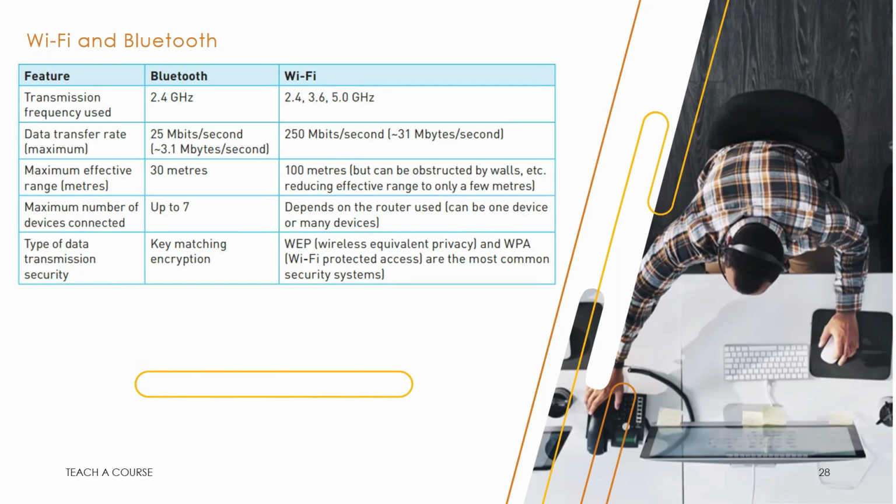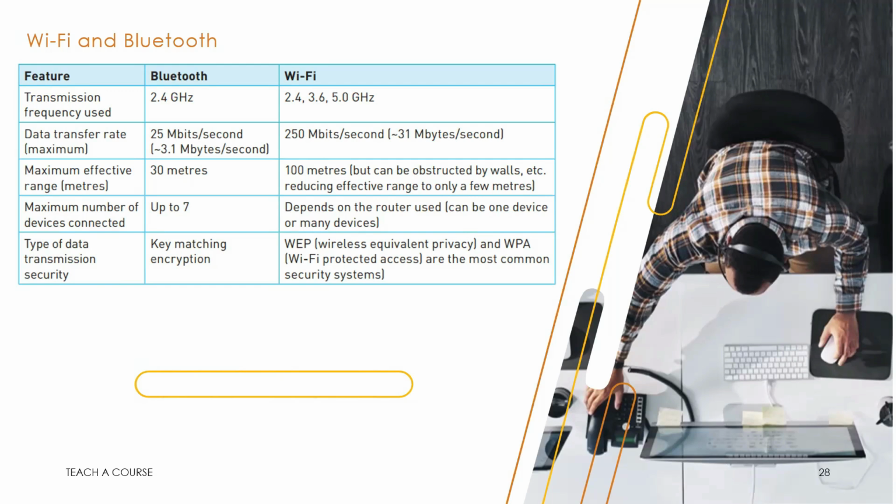Maximum effective range is 30 meters for Bluetooth. Wi-Fi can go up to 100. It depends on the type of Wi-Fi router used. The maximum number of devices connected is 7 for Bluetooth, and Wi-Fi will depend on the device again.